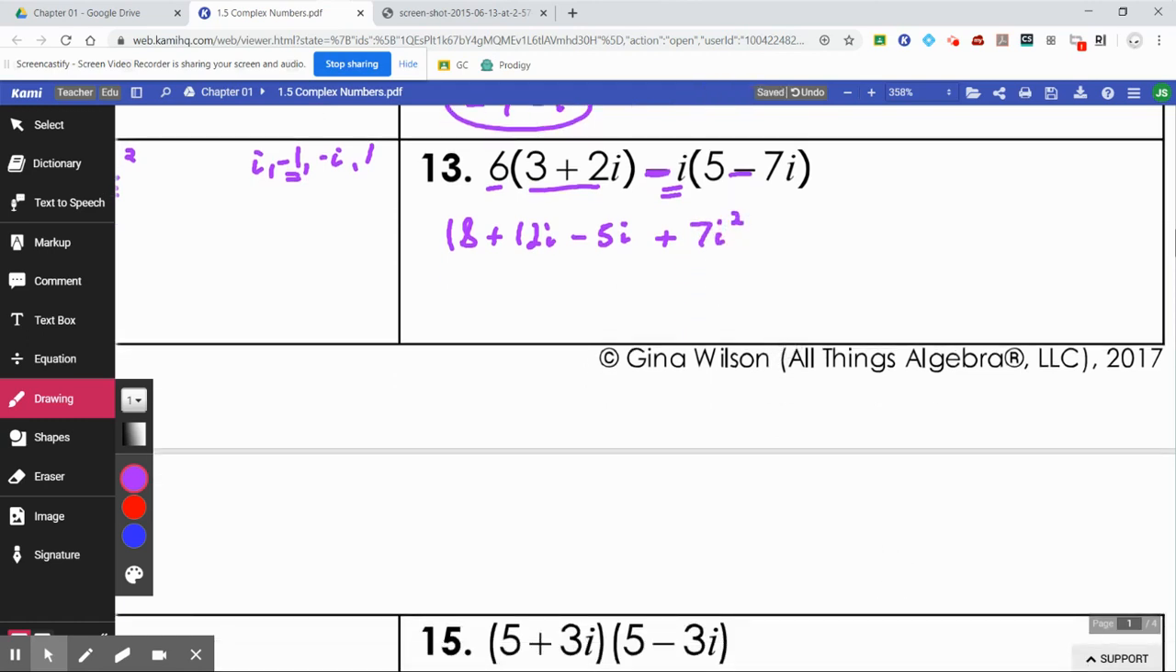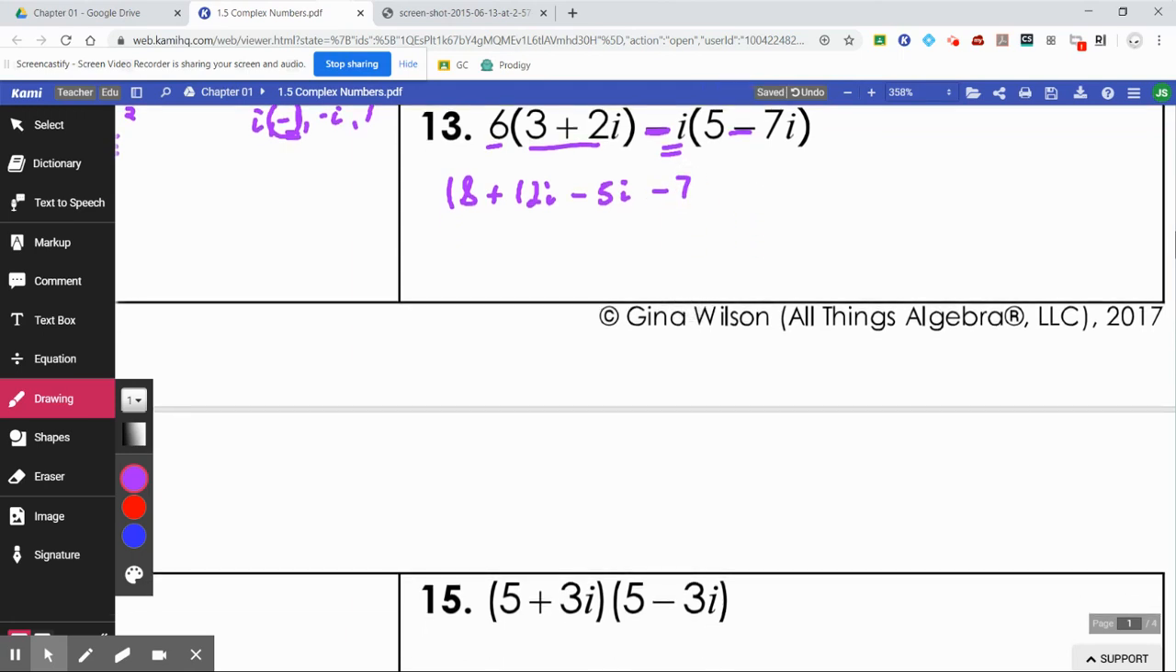Anytime you have an i squared, again, according to this rule, i squared is negative 1. So we're going to take that out. And instead of times i squared, it is times negative 1. So a 7 times negative 1, to save me from having to rewrite this step, would be a negative 7. Now you're combining like terms. The real part goes first, so let's combine them first. 11, then 12i minus 5i would be a plus 7i.